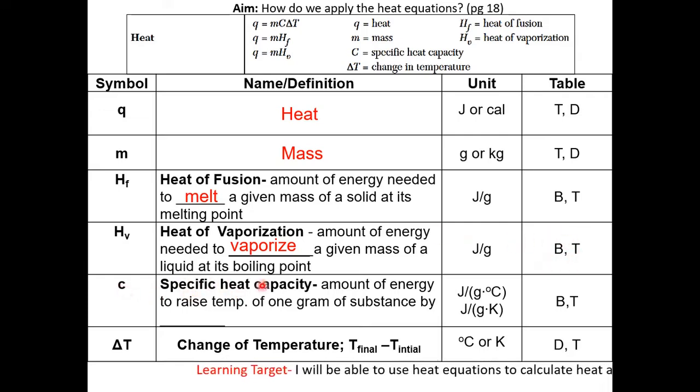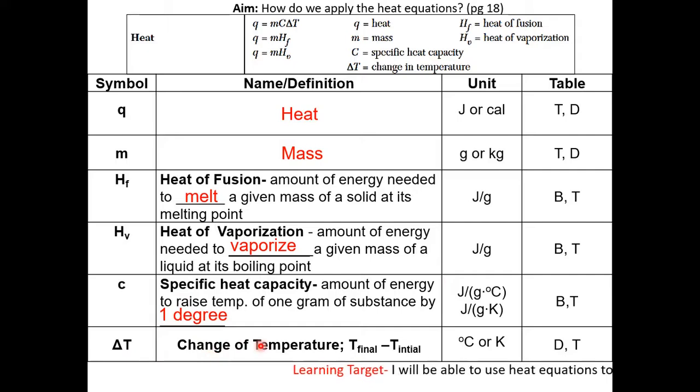C is the specific heat capacity. It's the amount of energy to raise the temperature of 1 gram of the substance by 1 degree. The unit of specific heat capacity is joules over grams times Celsius or joules over grams times Kelvin. The specific heat capacity of water can be found on Table B on your reference table.